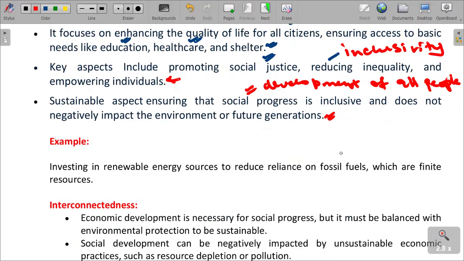An example in this case, as I indicated, is investing in renewable energy sources to reduce reliance on fossils and finite resources. So we talk about reduction in pollution. It comes with all forms of pollution.